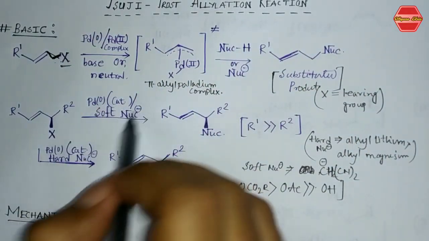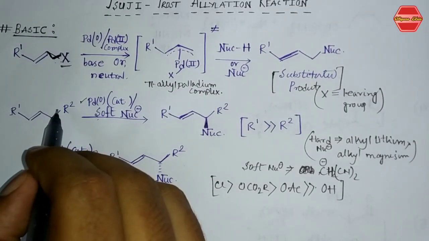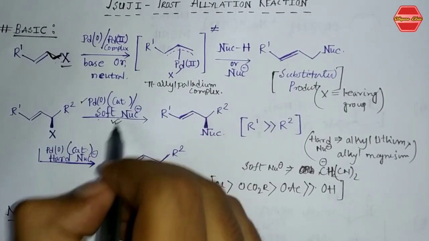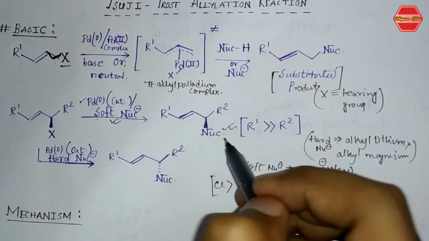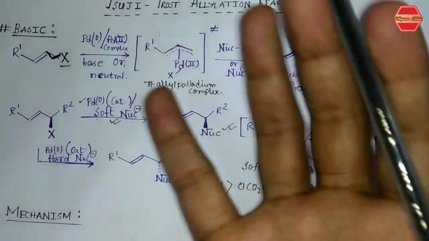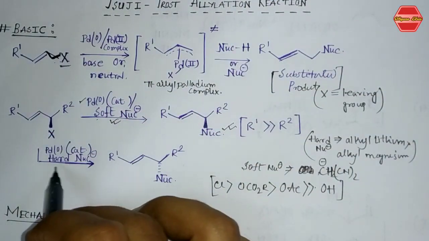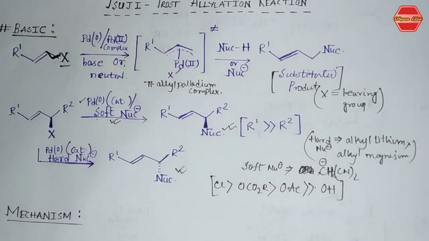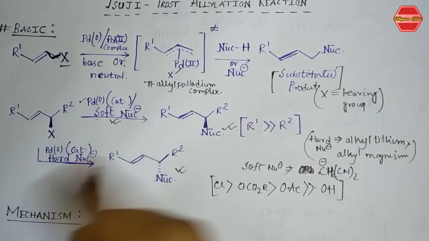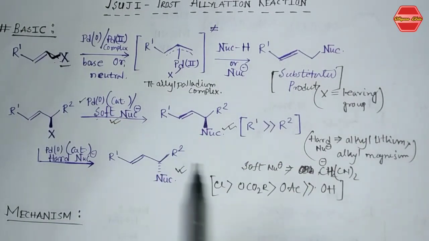So the stereoselectivity you can see over here: if you put in a palladium complex, where X is any kind of leaving group, and if you put in a soft nucleophile, you can get retention of configuration at the nucleophilic center where the nucleophile attacks. And finally, if you put in a hard nucleophile, then you can get inversion of configuration at this position, because X is above the plane and the nucleophile is below the plane. So that is what it is.